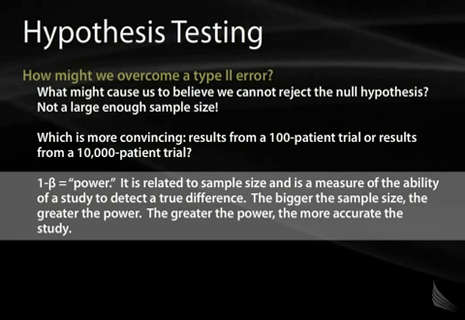Typically in clinical trials speak, we refer to the power of a study to detect a change, and power can also be computed as 1 minus beta. It is related to the sample size and is the measure of an ability of a study to detect a true difference. The larger the sample size, the greater the power, and the greater the power, the more accurate the study. Most commonly, we demand that clinical trials have a power of 0.8 or 80%. That is, that the trial is 80% likely to detect a real difference between a treatment group and a non-treatment group if one exists.